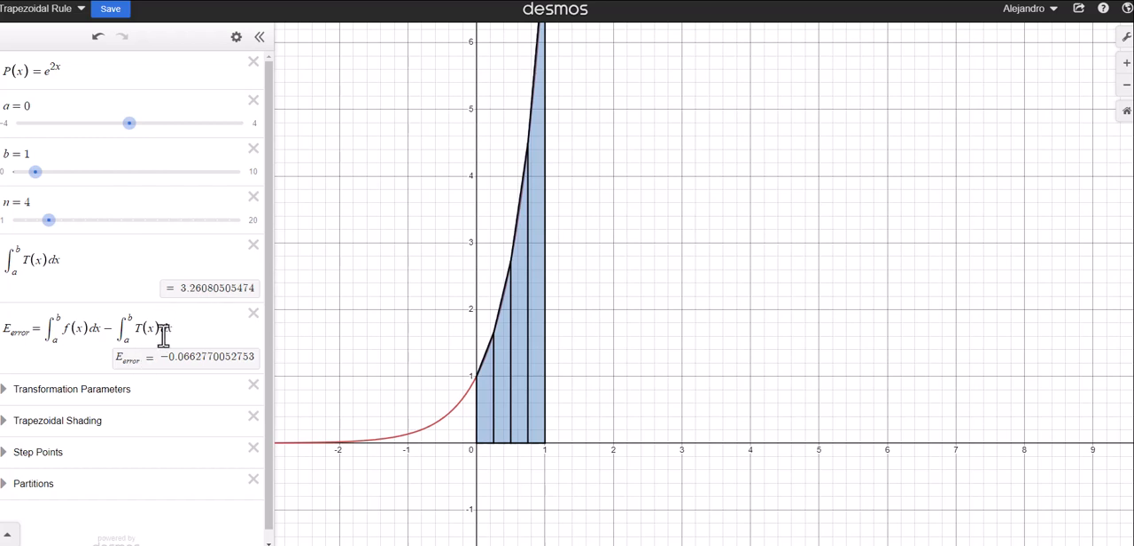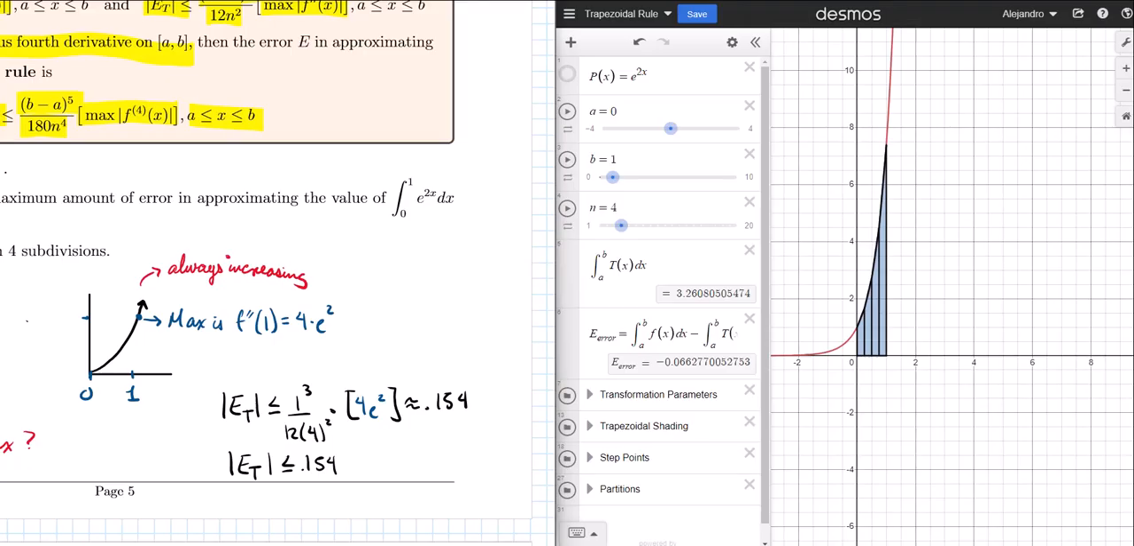Now, the error is given here. Notice the error is not including the absolute value. In our notes, it does have the absolute value, but the error here is 0.0662. Now, what we just did in our work, in fact, let me just move it here. Well, we said that even if we did not know what the actual error was, we knew that it had to be less than 0.154. Now, we know the absolute error here. The absolute error is 0.06. So yes, the error is less than 0.154.